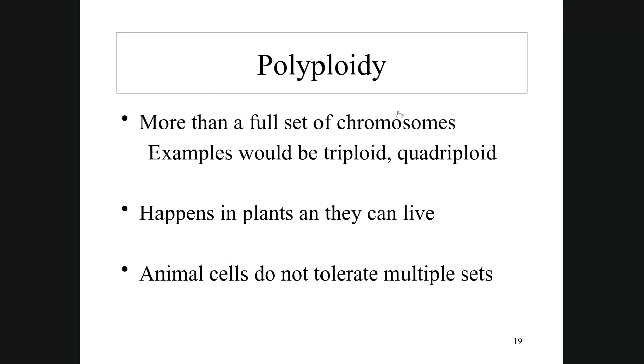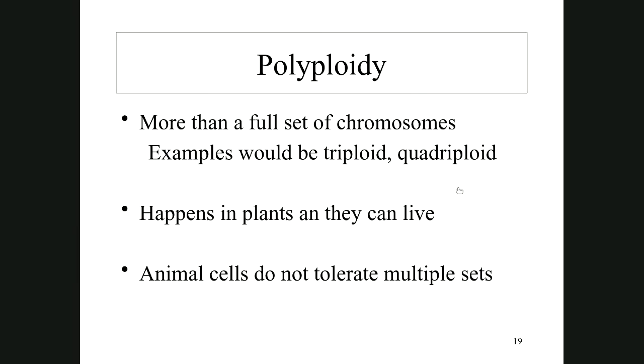Now polyploidy, poly means many and ploid means sets. This is many sets. More than a full set of chromosomes. An example would be triploid, quadruploid. Triploid has 3 sets, quadruploid has 4 sets. Animals cannot deal with multiple sets. Diploid is what animal cells can handle. Triploid, no, they die. Quadruploid, they would die.